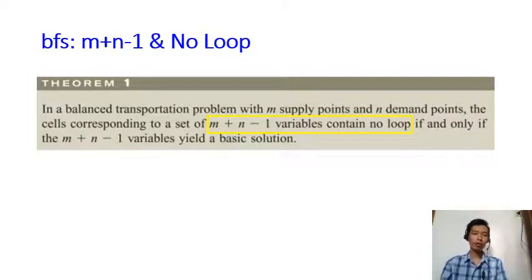And then for a transportation problem, to obtain a BFS, we need to make sure first that the problem is a balanced problem. And then we need to make sure that a BFS has m plus n minus 1 basic variables, and it contains no loop. So this method, the northwest corner method, will exactly help us to achieve these two requirements such that we have an initial BFS.